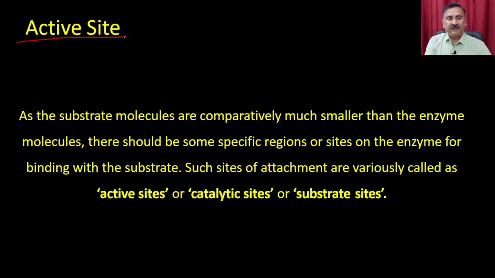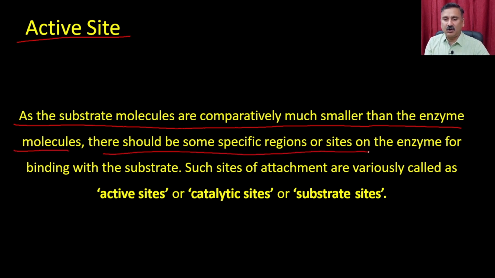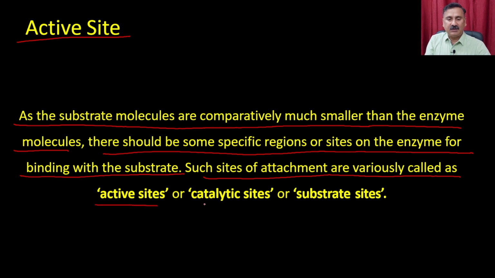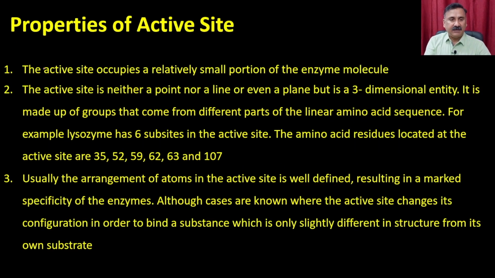So, the active site. As the substrate molecules are comparatively much smaller than the enzyme molecule, there should be some specific region or site on the enzyme for binding with the substrate. Such sites of attachment are variously called the active site, catalytic site, or the substrate binding site. And as I said, the substrate binding site could be different, could be within the active site. Okay, so what are the different properties of the active site?